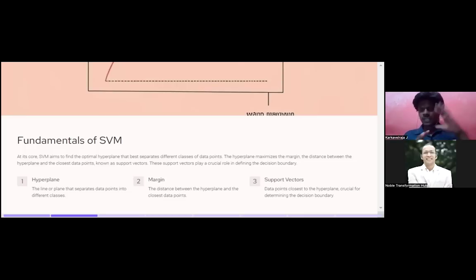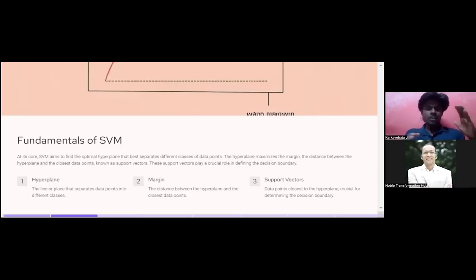So they will have a hyperplane, and using the hyperplane they will classify the classes. Let's see. Hyperplane: the line or plane that separates data points into different classes. That is called a hyperplane. Margin: the distance between the hyperplane and the closest data points, the left data point and also the right data point. That is called the margin. Support vectors: data points closest to the hyperplane. They are crucial for determining the decision boundary.